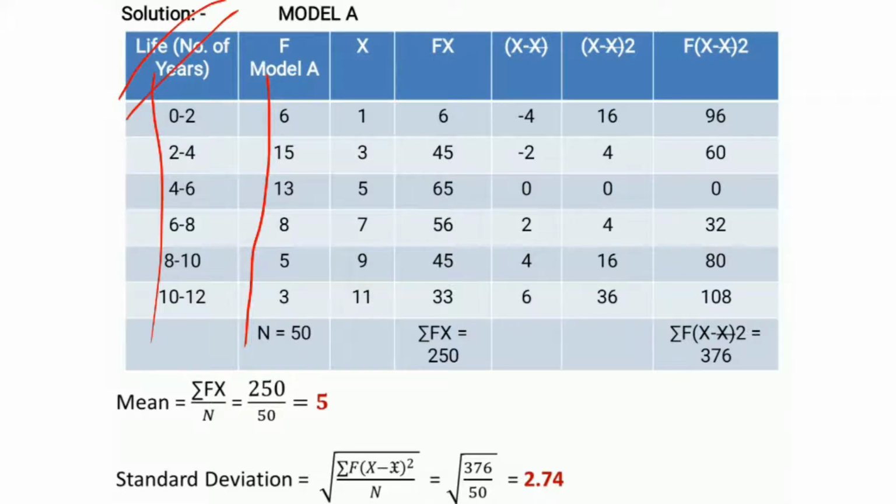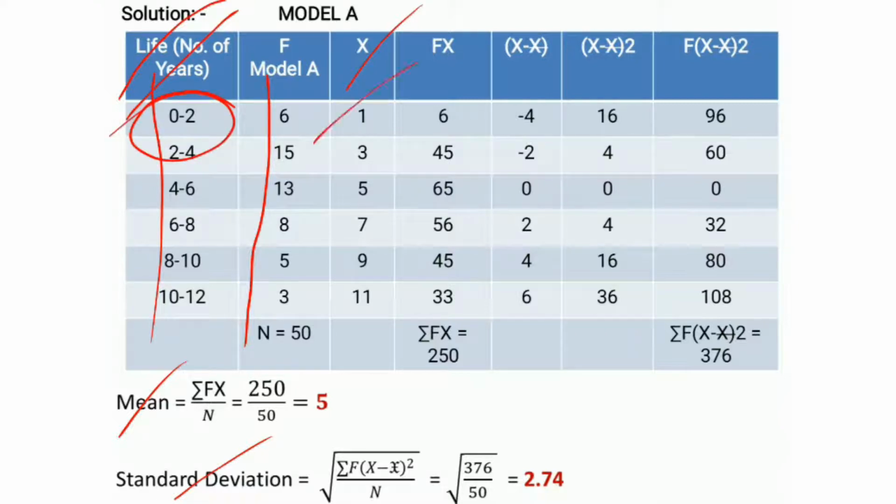Model B will be solved in the coming slide. In order to get the coefficient of variation, we need to find two values, that is, the mean and the standard deviation. I hope students are very clear in solving to find the mean value. I'll just brief it out. The first column is x. x is nothing but the mid value of the class interval.